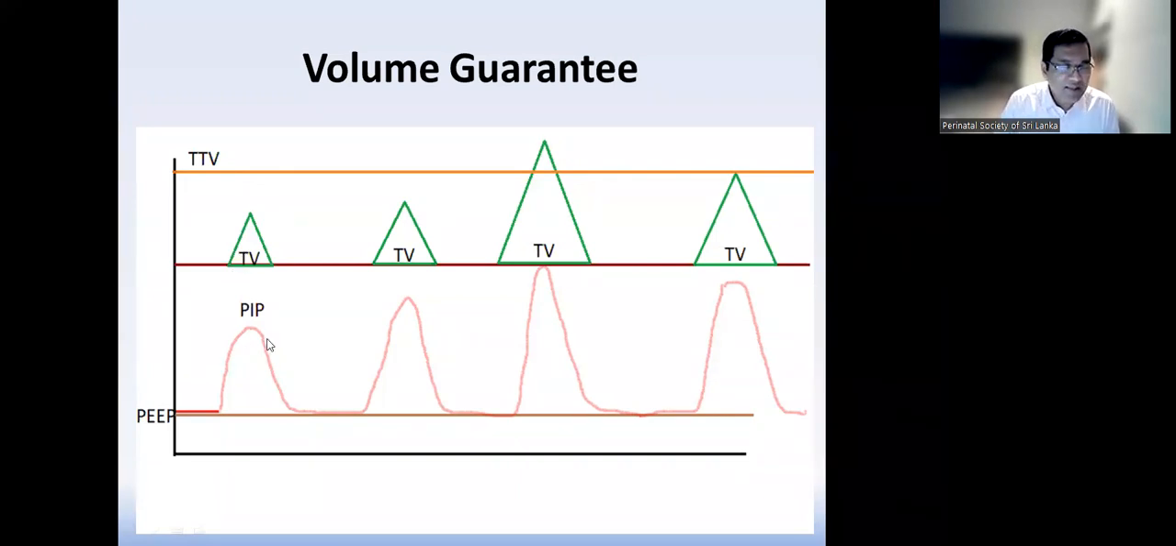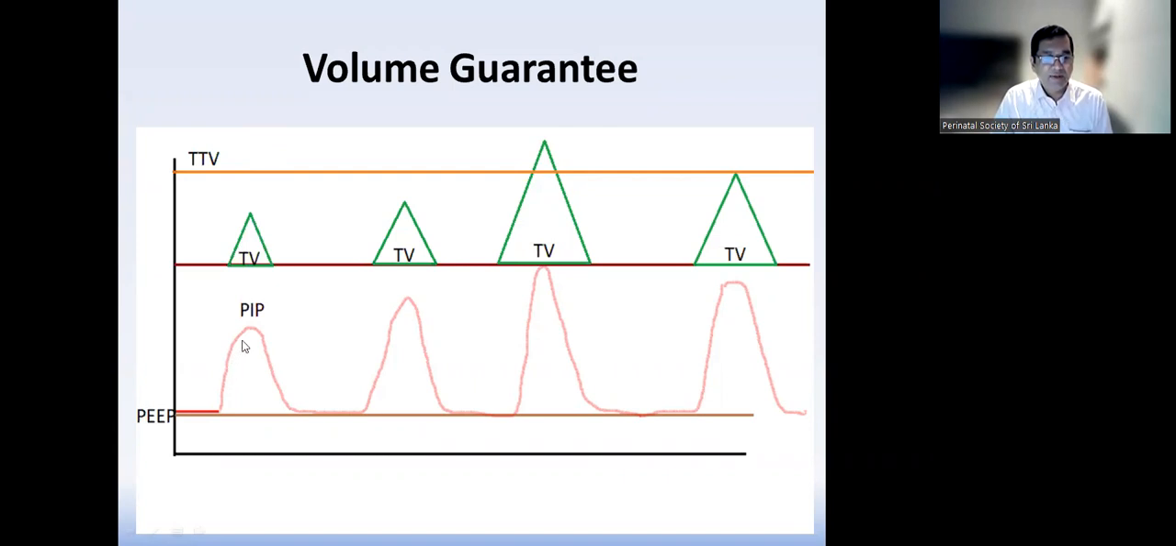So what the machine does next, because the feature of the machine is every breath is analyzed by the machine, by a computer within the machine. So the machine will analyze the previous breath, and then the machine knows, okay, my previous breath I have not been able to deliver the required tidal volume.